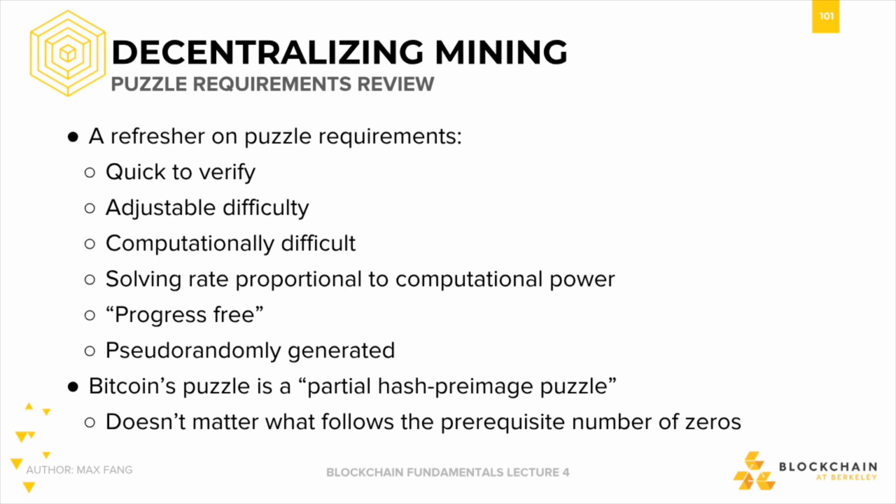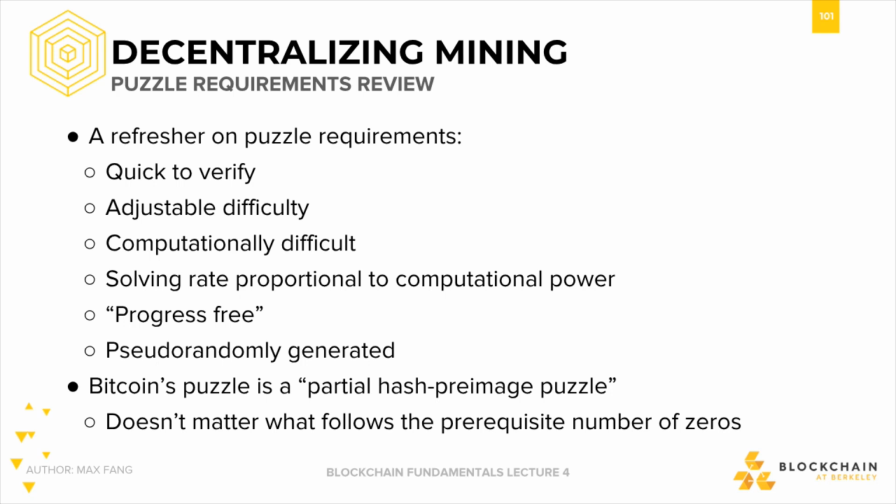It has to be computationally difficult, so we can say that somebody expended some amount of energy, and the solving rate has to be proportional to computational power. If I put in more computational power, I need to be able to solve it faster, more often. And then progress-free, meaning that if I was working on a block and somebody else came out with a block, and I start working on a different block, I don't have any information about this block just because I was working on a previous block. And it has to be pseudo-randomly generated. I can't have a centralized person generating these puzzles, because that defeats the purpose of decentralization.